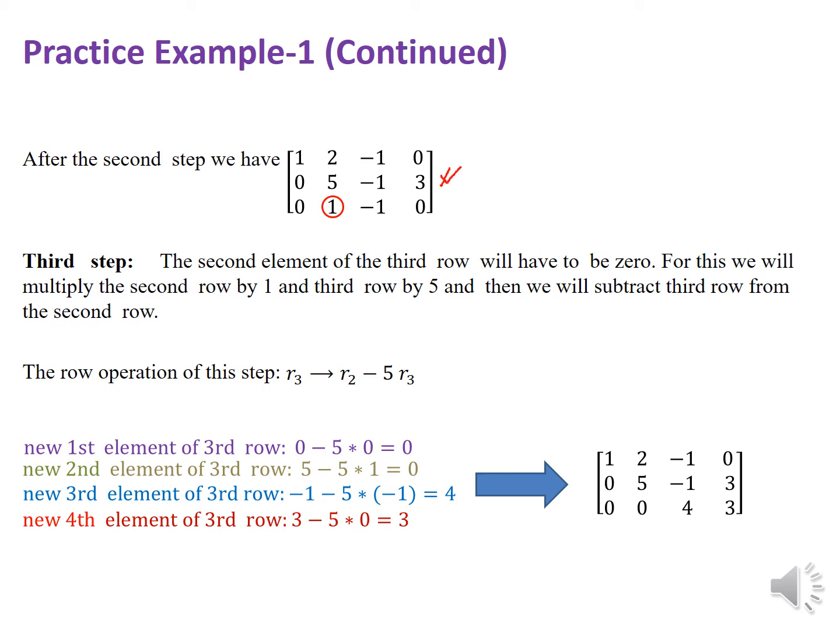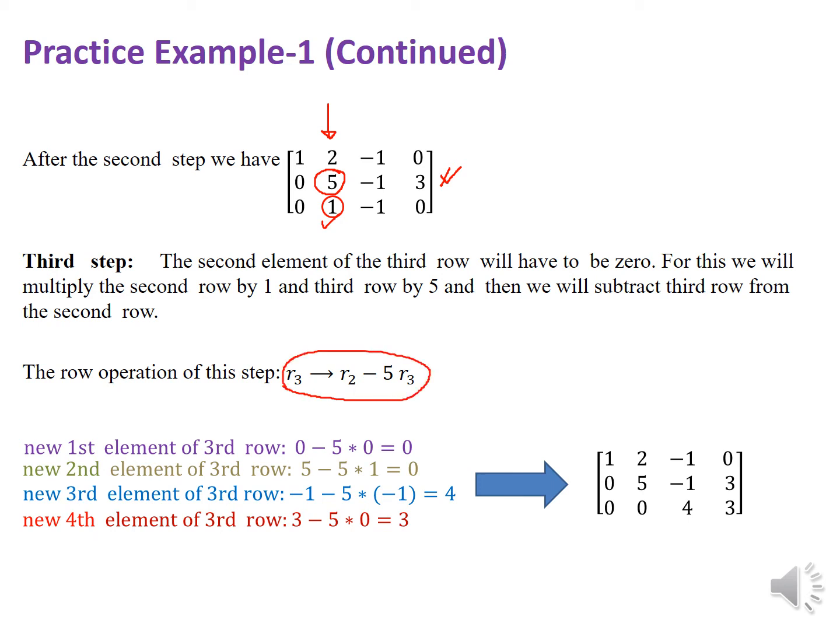So now the leading element of second row is 5. According to the condition, in the second column all other elements will have to be 0. So first we will make 0 under the leading element of second row. So we will make the second element of third row 0. For this we will multiply third row by 5 and then subtract it from the second row. The row operation will be: new third row is equal to second row minus 5 into third row.